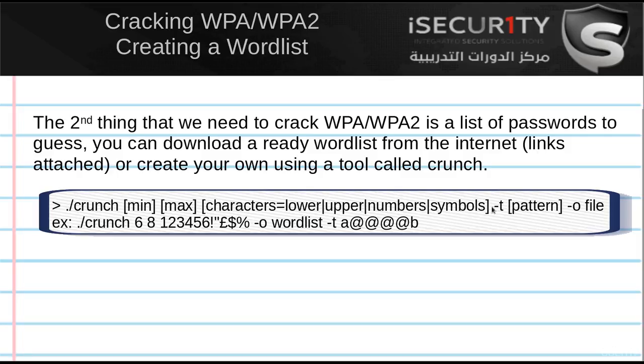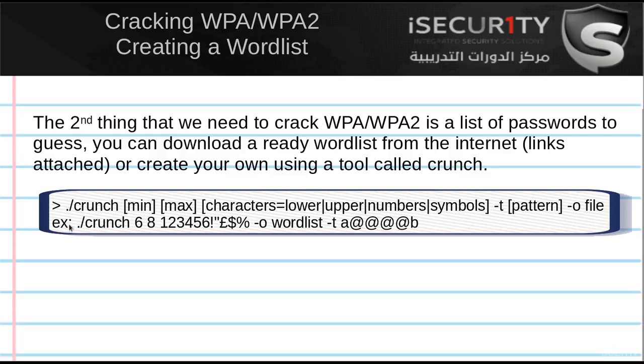And then -t is very useful if you know part of the password. It's a pattern. So for example, if you're trying to guess a password and you've seen someone type in this password, so you know, for example, it starts with an A and ends with a B. So you can use the pattern option and tell Crunch to create passwords that always start with A and end with B, and it'll put all possible combinations of the characters that you put in here.